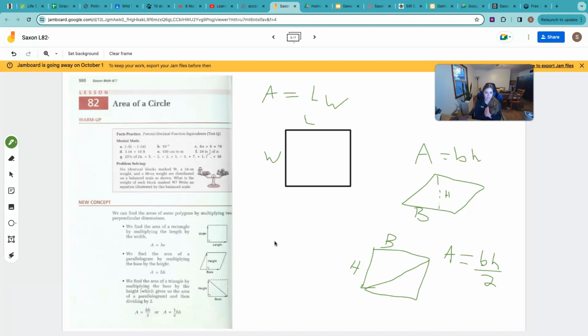This lesson is on area of a circle. This is something that we did do at the end of last year with Saxon 76. So, to review a few things here, we've got a lot of formulas going on at this point.